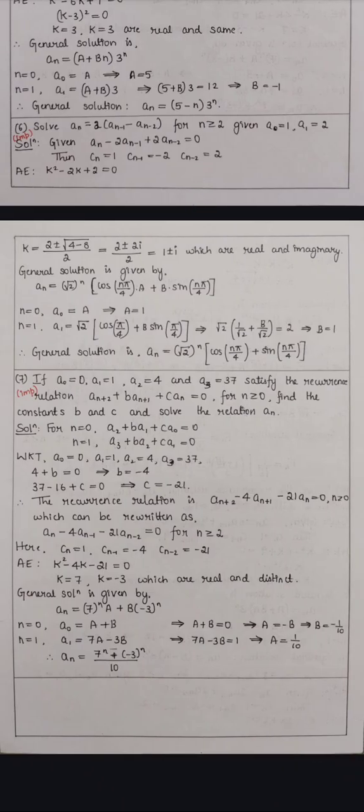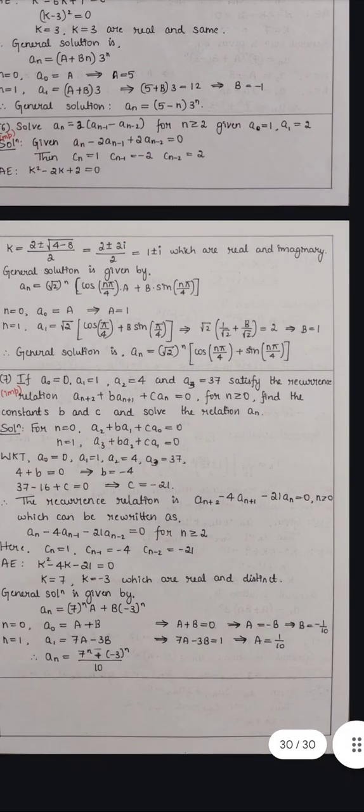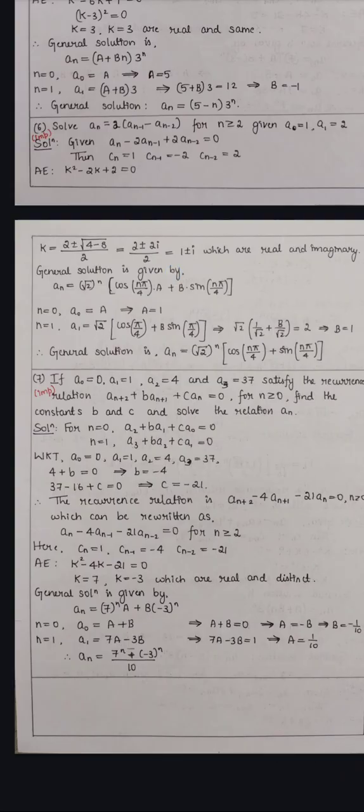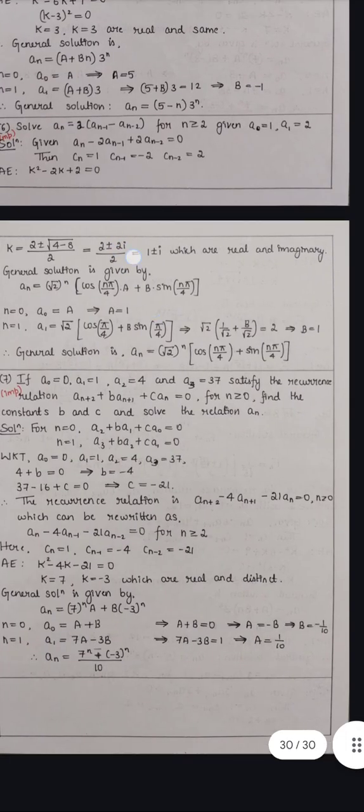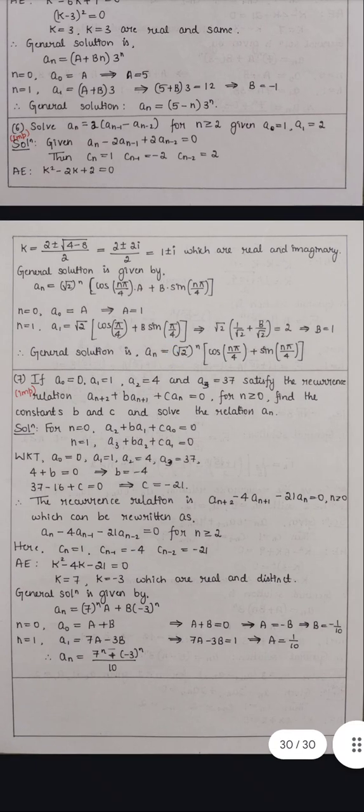So we will consider it as a_n equals to a into 7 power n plus b into minus 3 power n. For n equals to 0, a0 equals to a plus b, and a plus b is 0, a equals to minus b, then b equals to minus 1 by 10, and a will be 1 by 10. That's it. So for 7^n a minus 3^n b, we are having it as (7 power n minus (minus 3) power n) by 10.